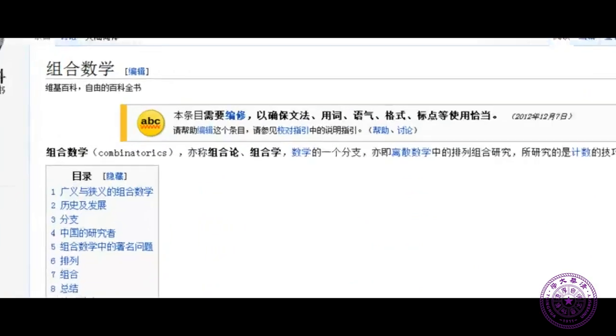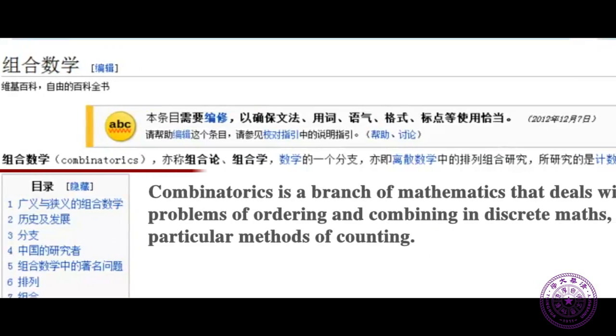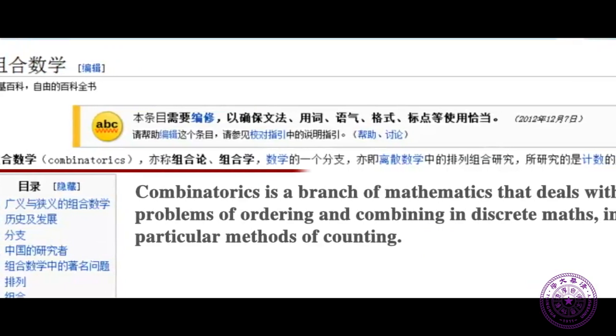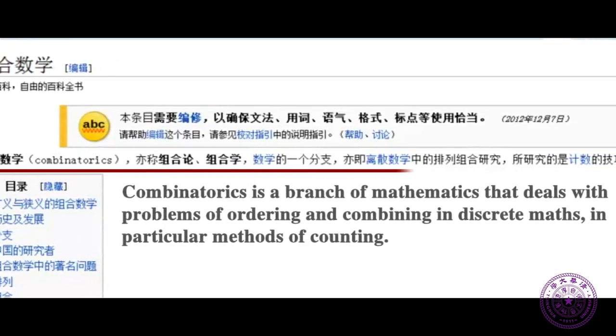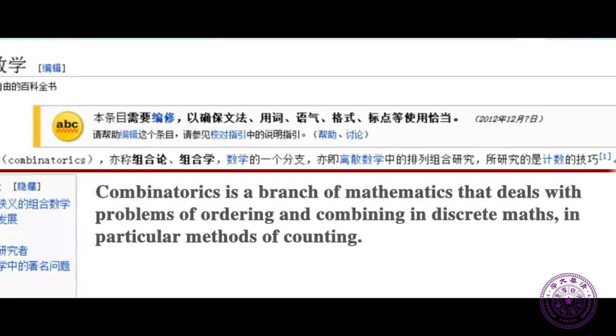We can find the entry for combinatorics on Wikipedia. The definition on Wikipedia is as follows. Combinatorics is a branch of mathematics. Right, so it's a branch of math that deals with problems of ordering and combining in discrete math, in particular methods of counting. In fact, the main application of combinatorics is for counting. So what will we study? Ordering and combining problems for discrete math.